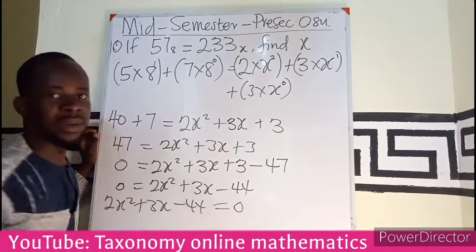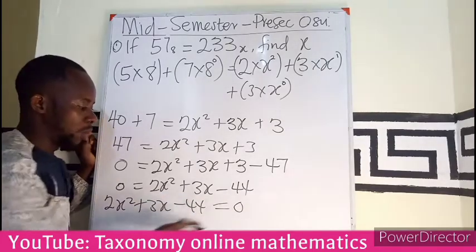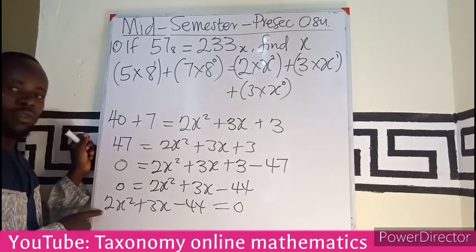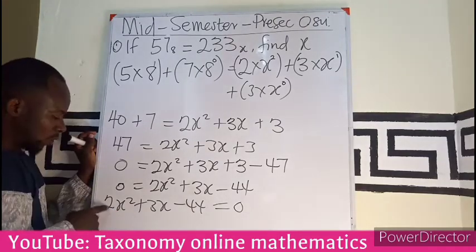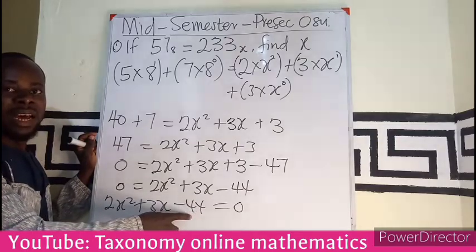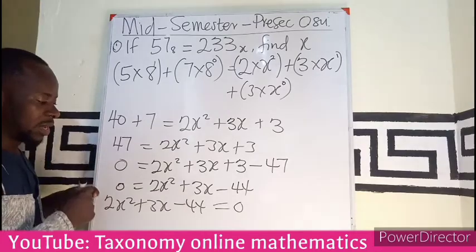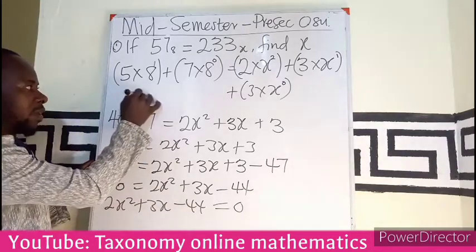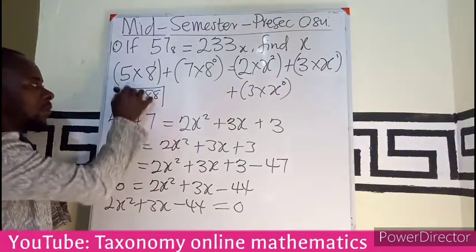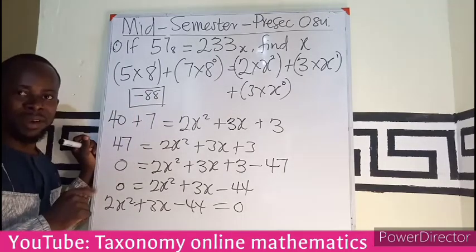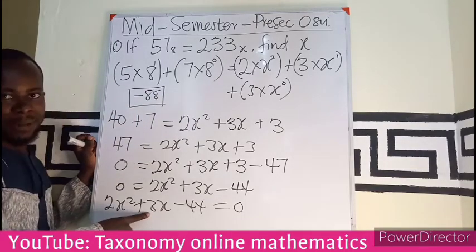Then you have our what? 0. So now what we do is that since the coefficient of x squared is 2, it's not unit, we use that number to multiply the constant term, meaning 2 times negative 44 gives us negative 88. So now we are going to look for factors of negative 88. When you add, you must get 3.